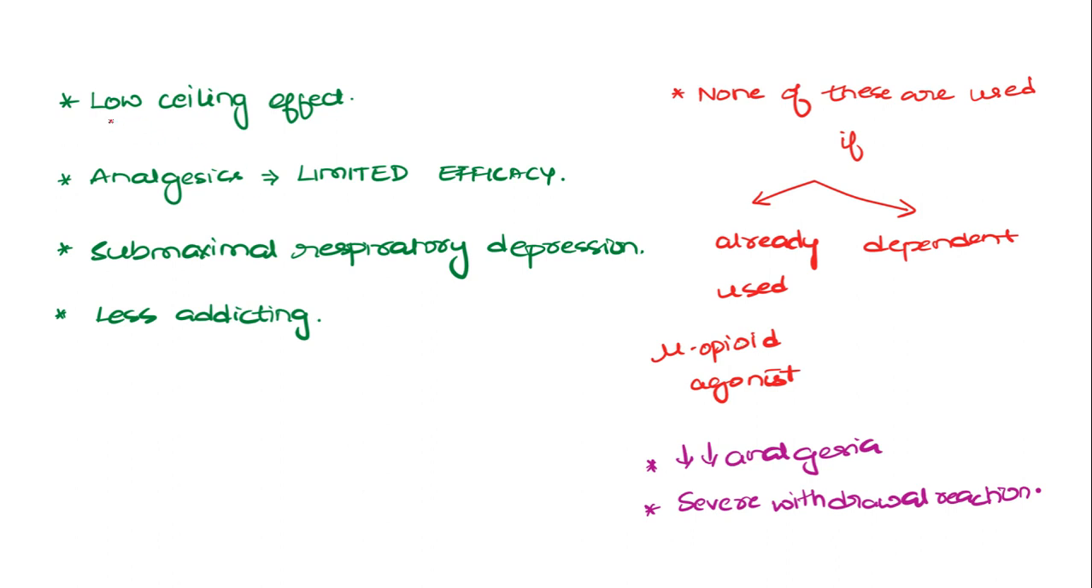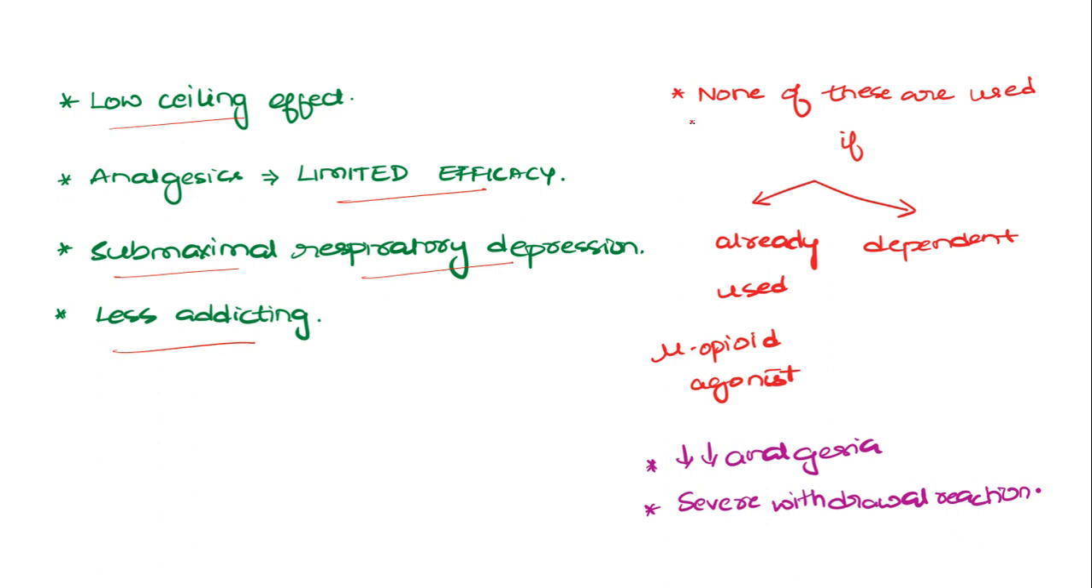All these group of drugs have got low ceiling effect, means once the effect, for example analgesic effect, has been reached, above that dose there won't be any increase in the analgesic effect. So that is called the low ceiling effect. So this analgesic activity has got limited efficacy because of the low ceiling effect, and they produce submaximal respiratory depression, and they are less addictive in nature.